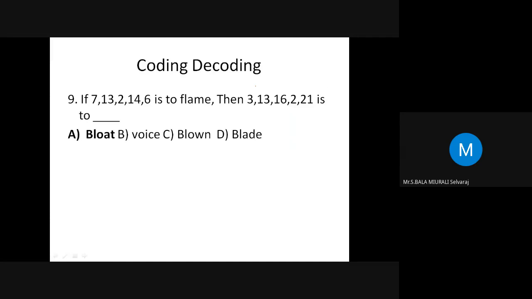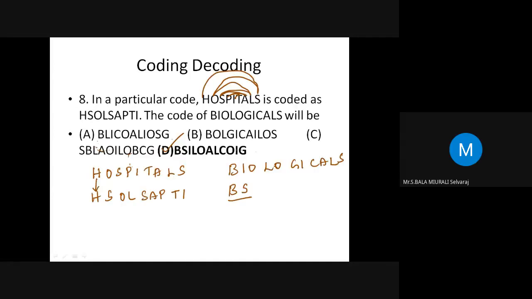Okay. This is also a coding and decoding model. Sir, can you please repeat the earlier one? Yeah, ma'am, the arrangement is like first letter, last letter, second first letter, second last, third first letter, third last. So what is the first letter? H. Last letter? S. HS. Second letter and second last letter? OL. Third letter and third last letter? SA. Okay, sir. Got it.